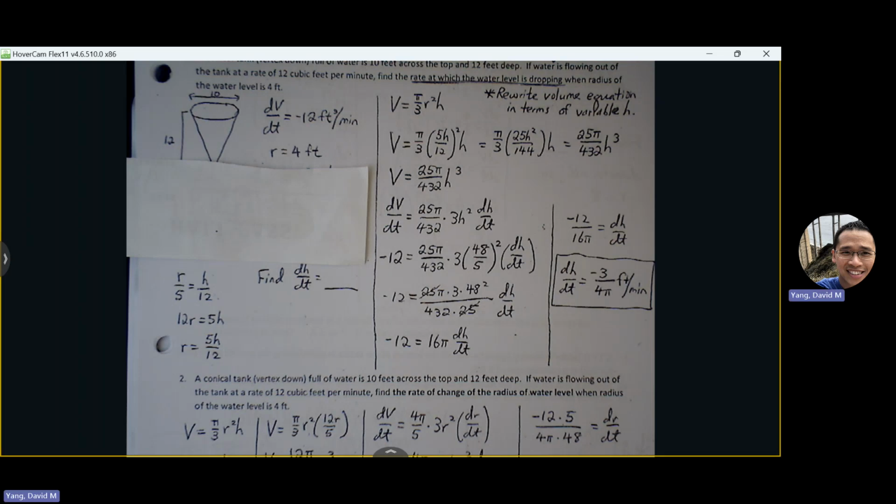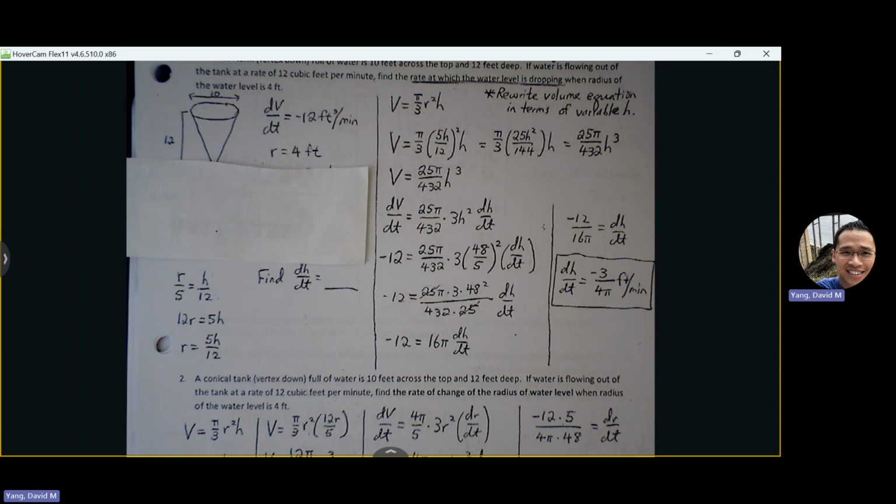We want to find the rate at which the water level is dropping. That's talking about the height, so we're looking for dH/dt, right? When the radius is 4 feet, okay? We're going to put a box around this 4 feet because we know this is a moving value. That 4 feet is not going to play a role until the end of the problem. If you start plugging 4 into your ratio, then you're declaring to the problem that the radius of the water level is never changing.